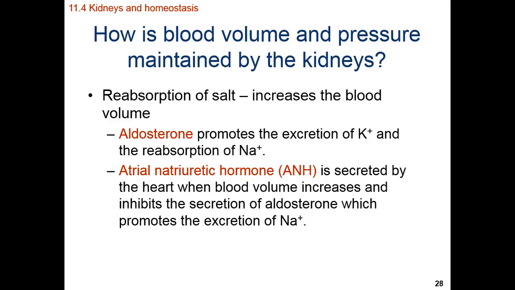If we have too high of blood pressure, we'll release ANP or ANH, and that's going to inhibit the production of aldosterone. If our blood pressure is too low, we're going to have more aldosterone released to raise the blood pressure. If our blood pressure is too high, we'll release atrial natriuretic peptide or atrial natriuretic hormone to lower our blood pressure. These two hormones work opposite of each other in two opposite acting negative feedback loops.